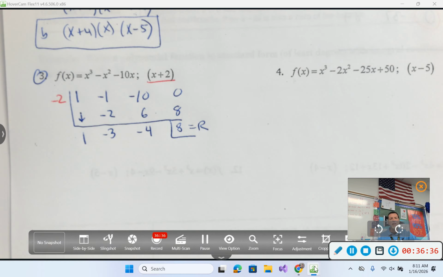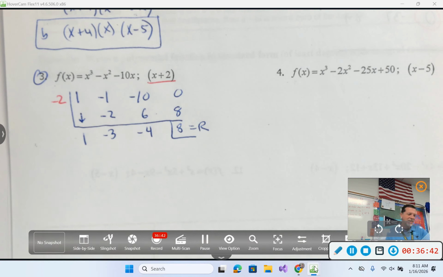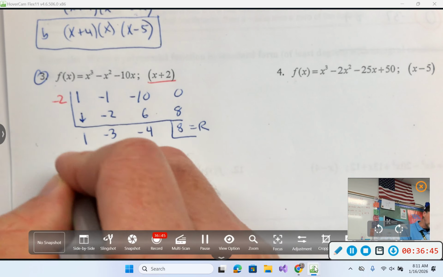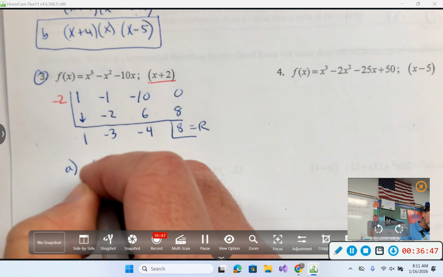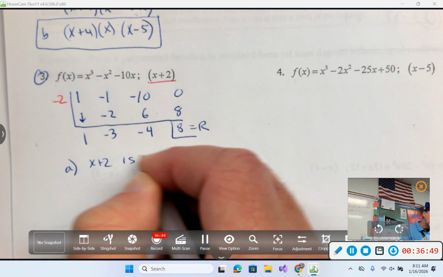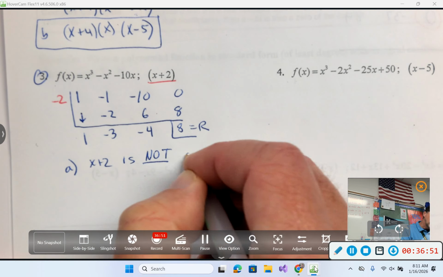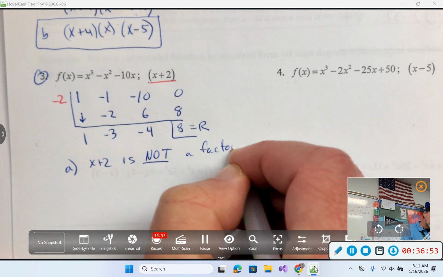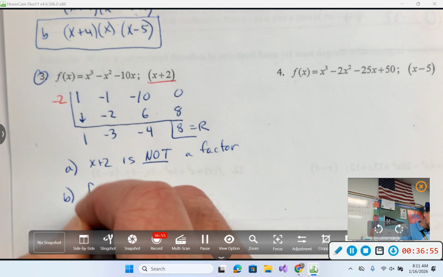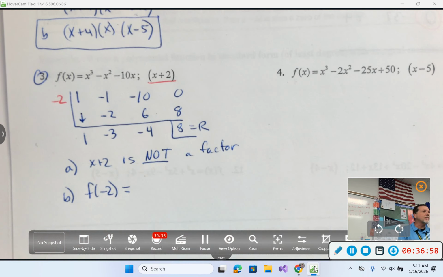What does that mean? I got an 8 for a remainder. Oh, I heard both answers that I wanted to hear, actually. The first answer, like question A, is what does that tell me about x plus 2? Not a factor. But then what does it tell me about f of -2? That's what somebody was saying. What's f of -2 equal to? 8.